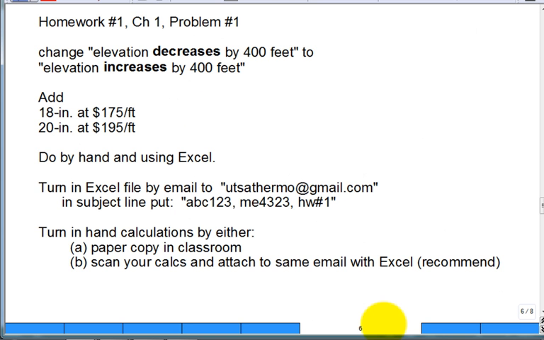This problem you sent it to me. I think most people did send it to the right email, but this is the right email, okay? It goes to utsathermo@gmail.com, not armonteufel@utsa.edu. All right? And very good on the subject line. And how many people scanned it and just attached it and didn't put their work in a pile? Very good. Maybe we'll require it. How many people, if I said you must do it that way and don't turn in paper, would be really upset because it would be hard for them to scan it? One?